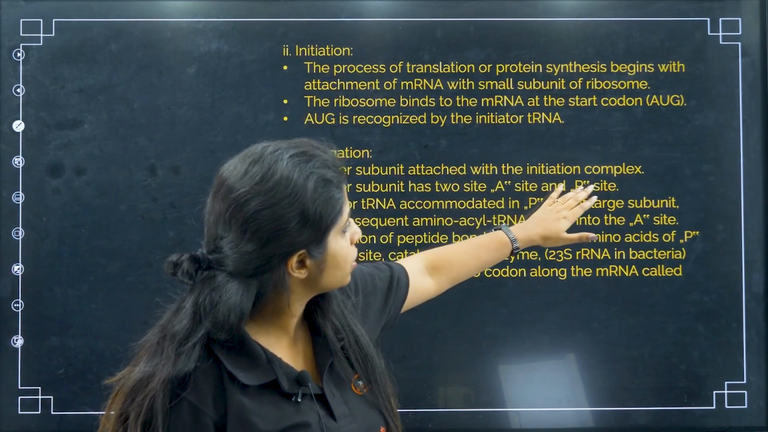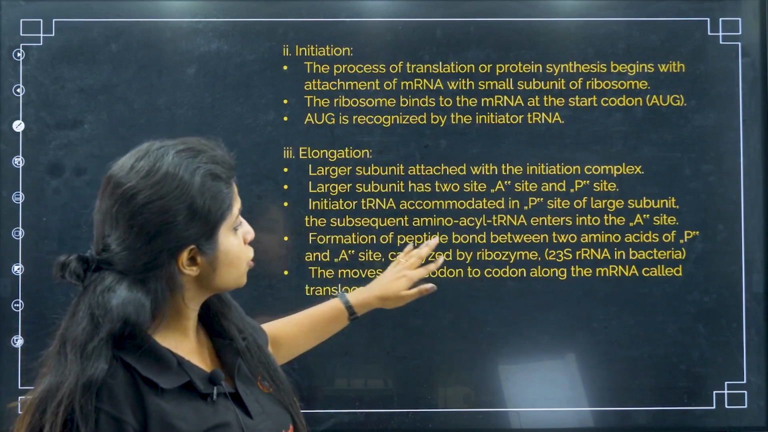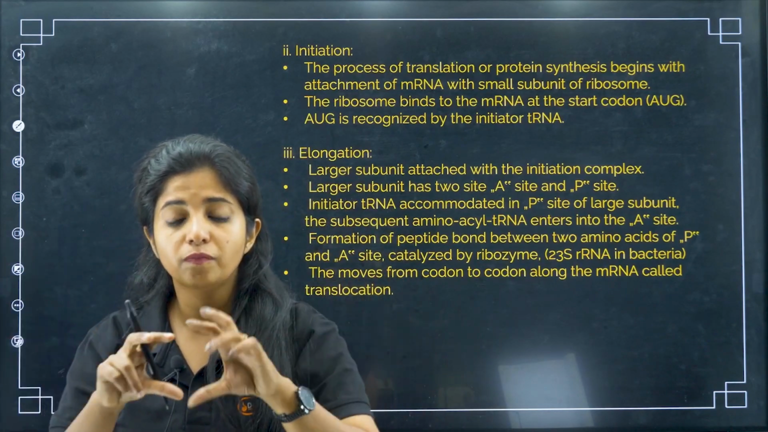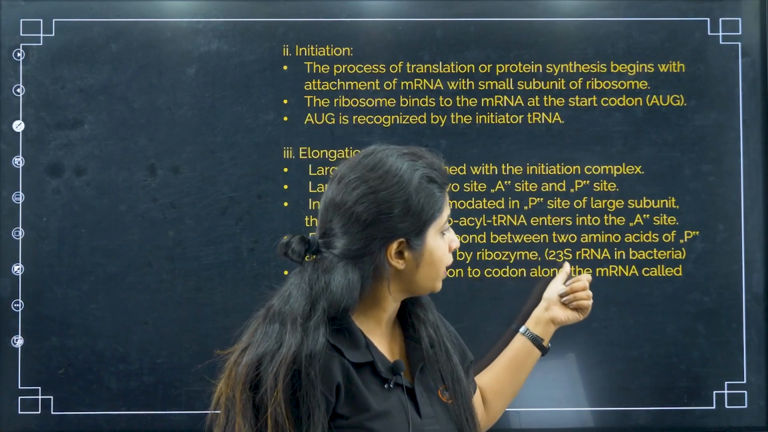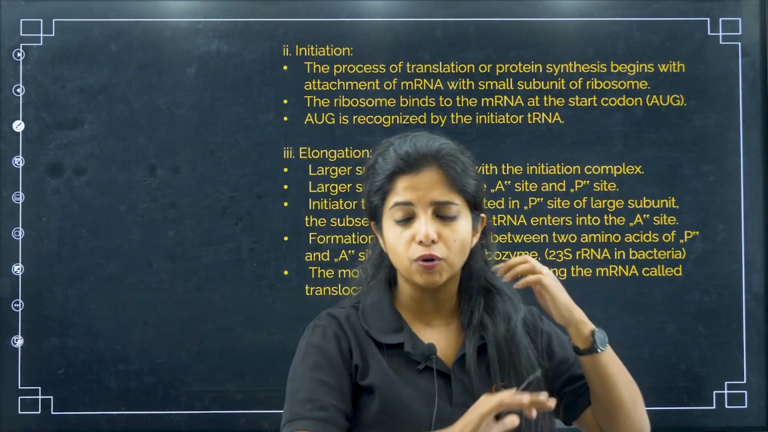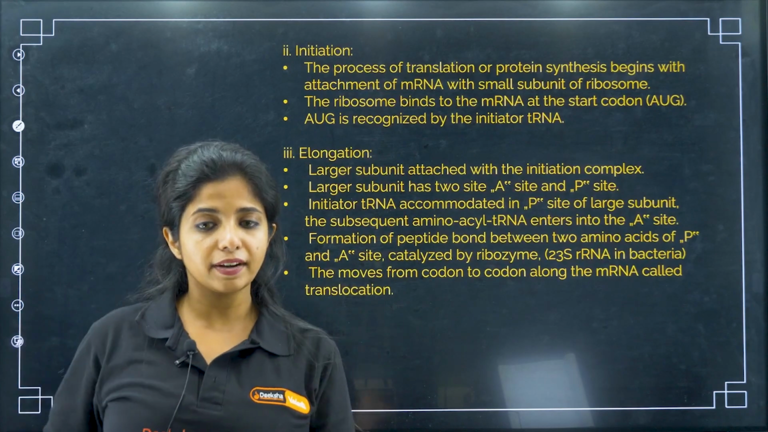Large subunit attached to the initiation complex. The large subunit has two sites, A and P sites. You don't need to write all this. Formation of peptide bond occurs: one tRNA, another tRNA carrying two amino acids. The formation of the peptide bond occurs with the help of 23S rRNA in bacteria. They move in the 5' to 3' direction. Always remember, RNA polymerase, DNA polymerase, as well as the ribosome move in the 5' to 3' direction, my dear children.